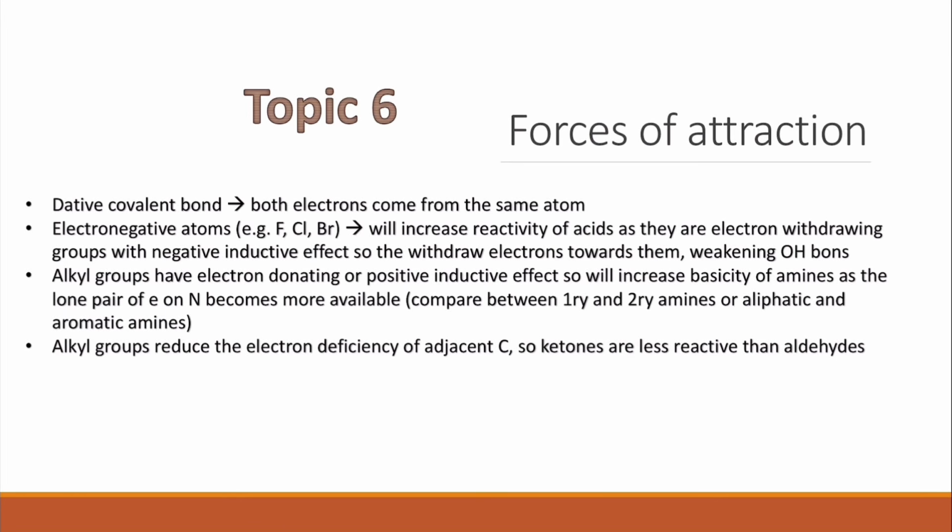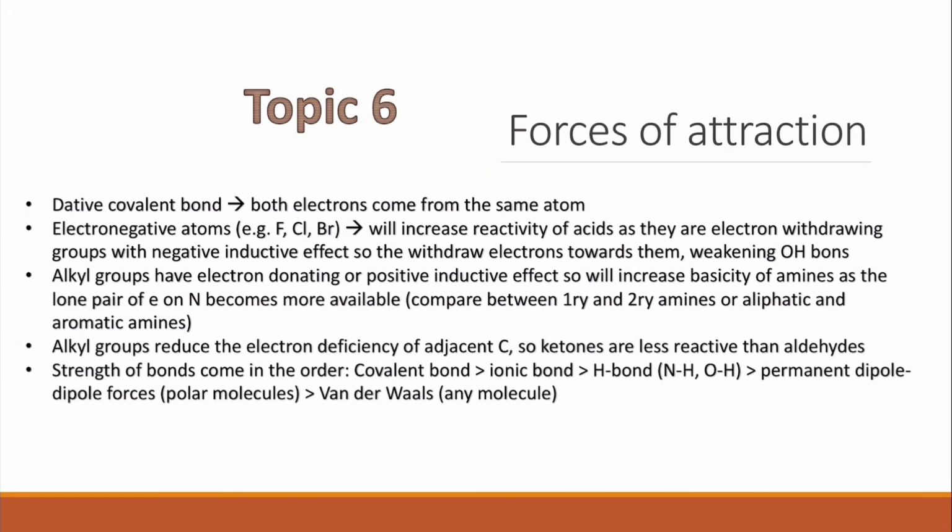Remember the strengths of the bonds. They come in order, of course. Covalent bonds and ionic bonds are the highest, and then we have hydrogen bonding, which is a stronger type of bond than the permanent dipole forces of attraction for polar molecules, which are stronger than the van der Waals. Any molecule that has hydrogen bonding, like alcohols or carboxylic acids, will have higher melting points and boiling points than the ones that do not have these type of bonds.